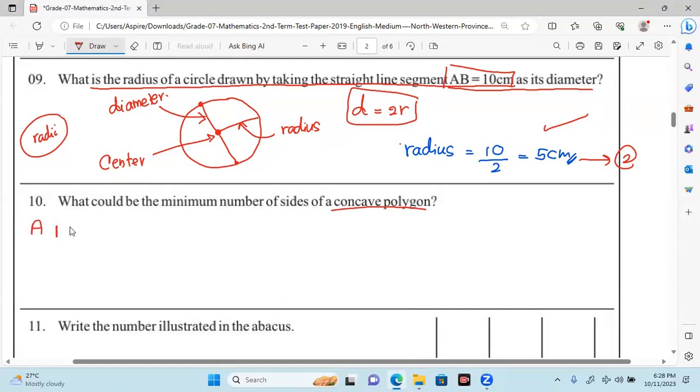Polygon that has at least one interior angle as a reflex angle.